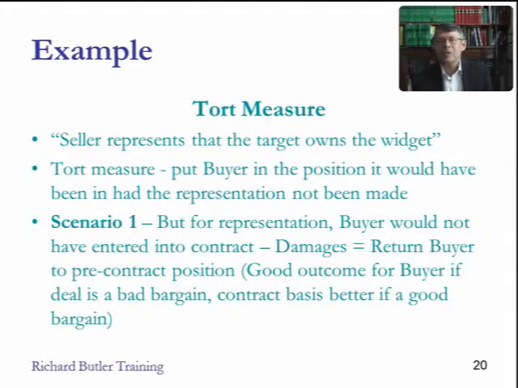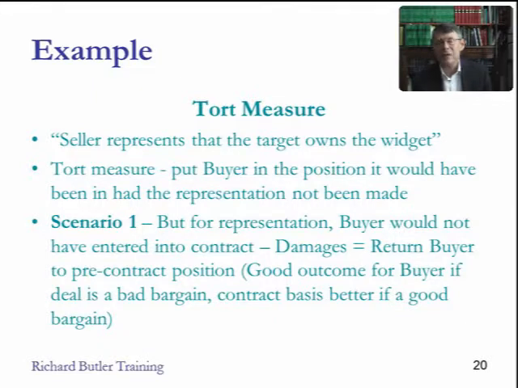These two examples can be contrasted with the position in tort. Suppose the seller had represented to the buyer that the target owned the widget, but that was not true. Since misrepresentation is a tort, the tort measure of damages has to be applied. On that measure, we must identify the amount necessary to put the buyer in the position they would have been in had the representation not been made. That requires us to ask what the buyer would have done but for the representation. Suppose first that the ownership of the widget was, in the buyer's mind, decisive in its decision to enter into the contract. They wouldn't have entered into the contract but for that representation.